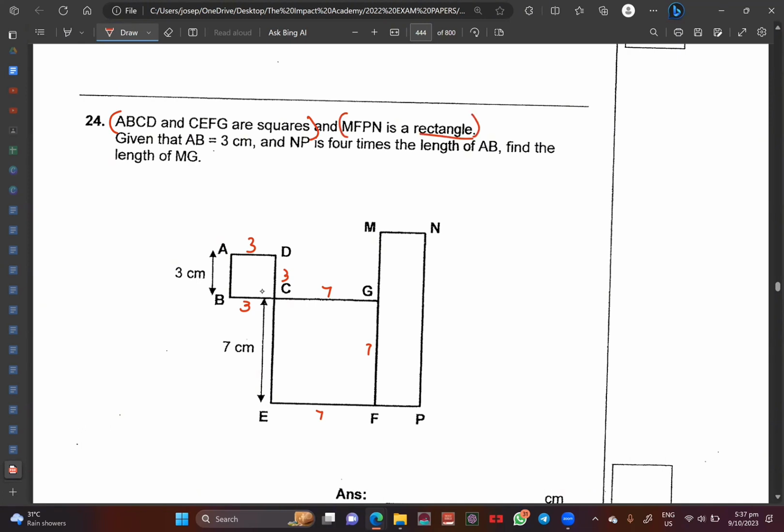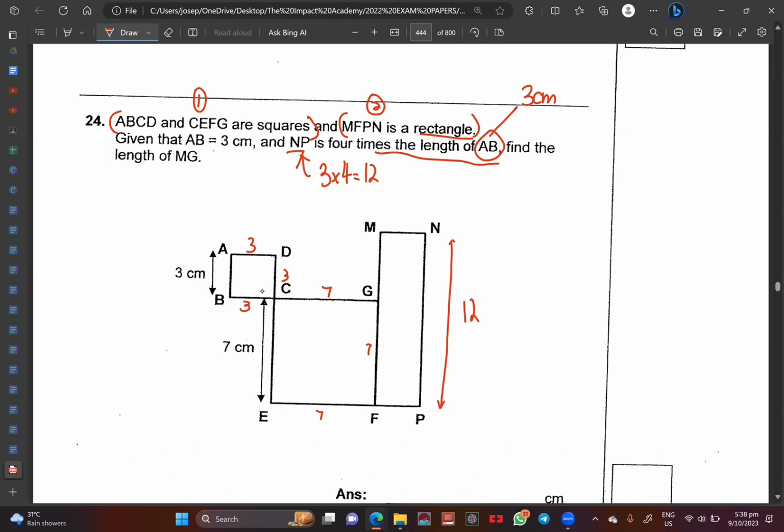MFPN is a... You see? What am I doing? I'm always breaking down my sentences. So we know that MP is 4 times the length of AB, you know. What is the length of AB? The length of AB is 3 only. You agree so far? Yeah. Then MP will be what? 3 times 4. Isn't that equals to 12? Do you agree so far? Yeah. All right. So MP is, as you can see over here, 12.